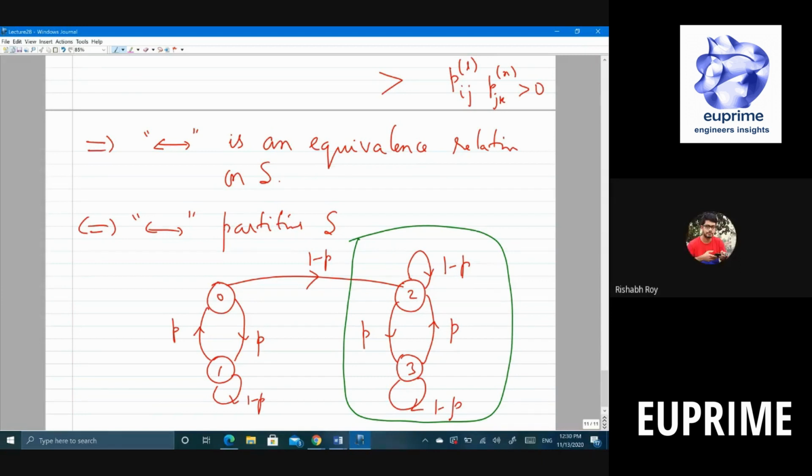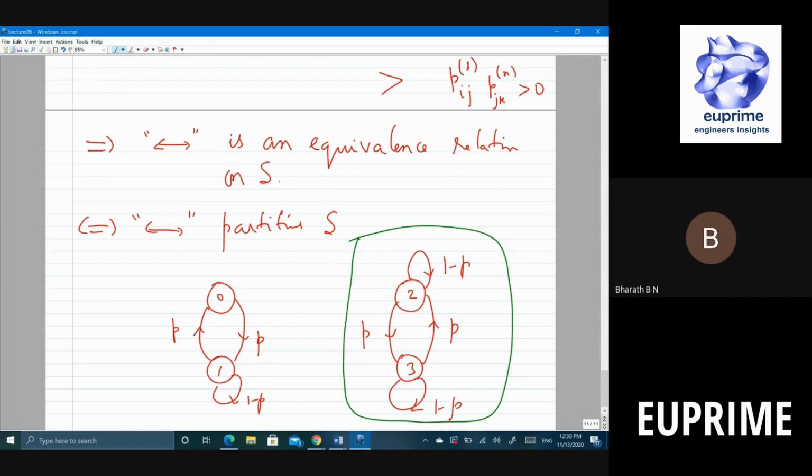Was it necessary for a connection from 0 to 2 to be called an equivalence? Yeah, if you remove this connection, then it's too trivial. You are taking 2 different Markov chains. Why do you want to consider it as one? Of course, you can do that if you are okay with it, but this is very trivial.